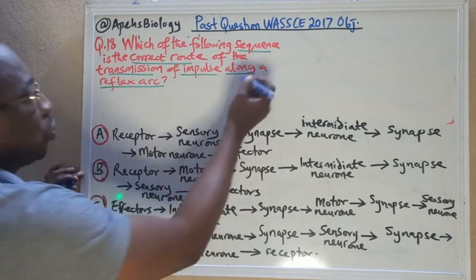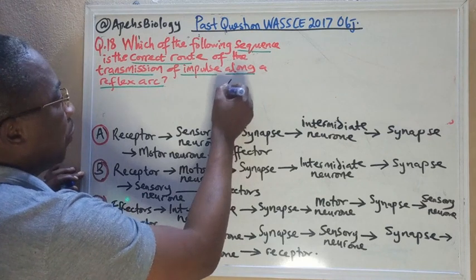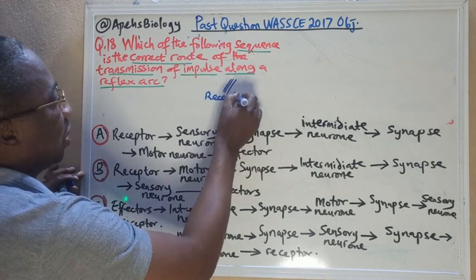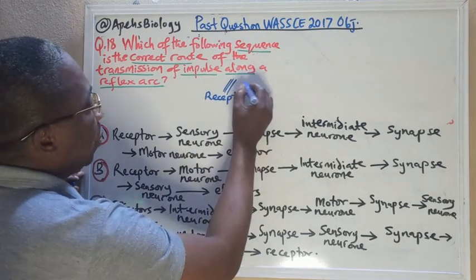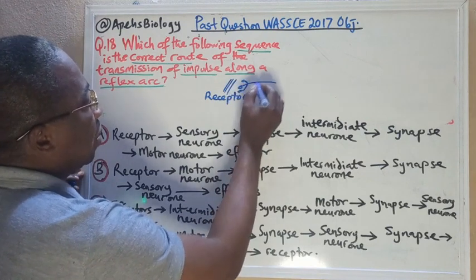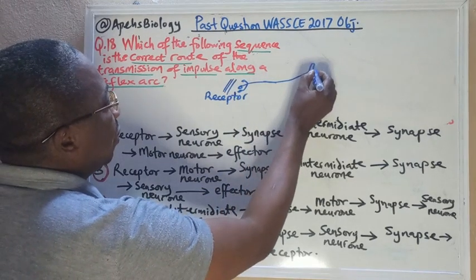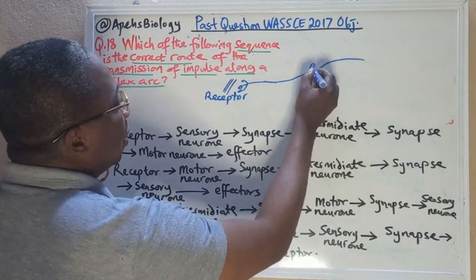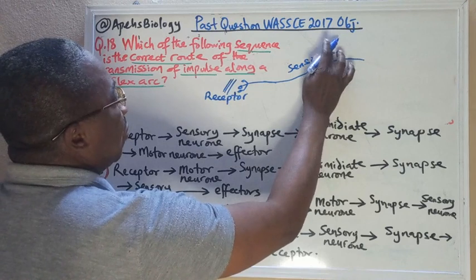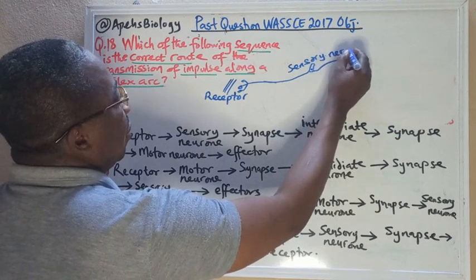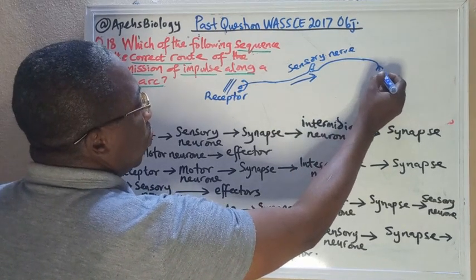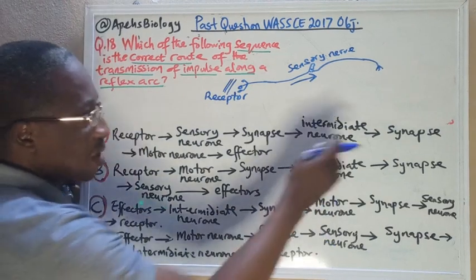Now, a reflex arc usually starts with a part of the body called the receptor. It can be at any point of the body. The receptor is linked to sensory nerves that have a swollen point here. This will serve as our sensory nerve. The sensory nerve carries the impulse and brings it into the central nervous system, specifically the spinal cord.